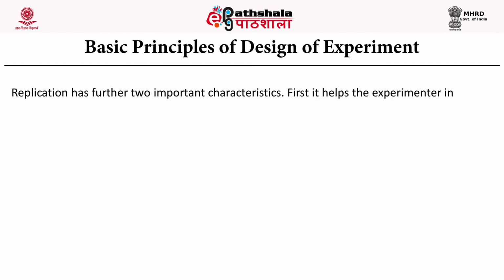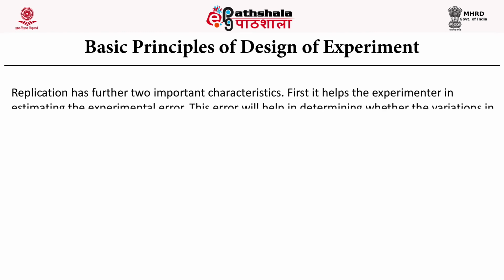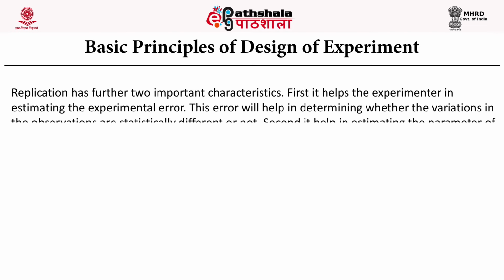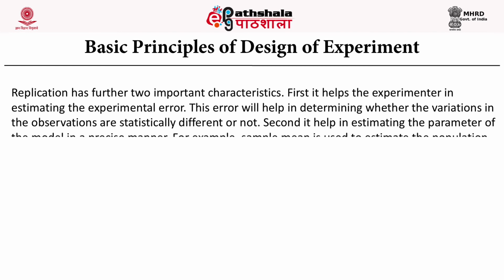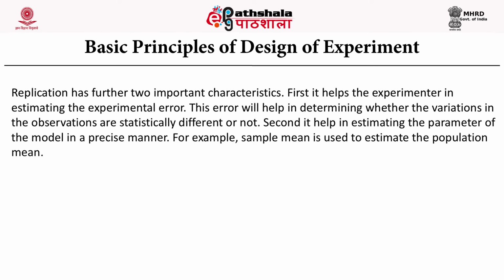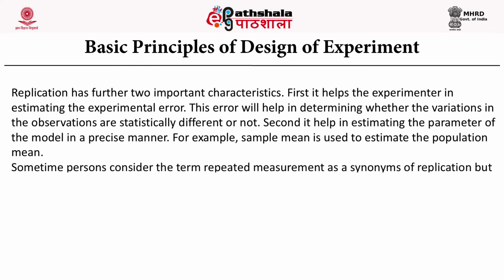Replication has further 2 important characteristics. First, it helps the experimenter in estimating the experimental error. This error will help in determining whether the variation in the observations is statistically different or not. Second, it helps in estimating the parameters of the model in a precise manner. For example, the sample mean is used to estimate the population mean.